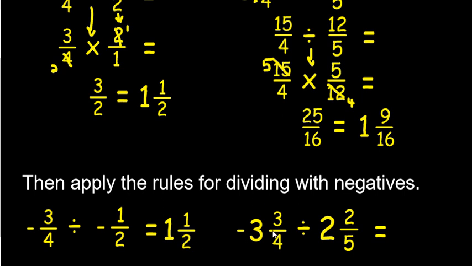Now our dividend is actually a negative and our divisor is a positive. A negative divided by a positive is going to give us a negative. So we're still going to get 1 9/16, but it's a negative 1 9/16.